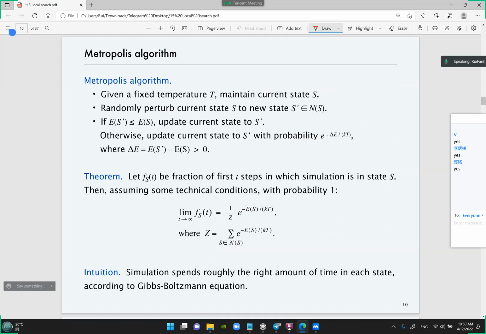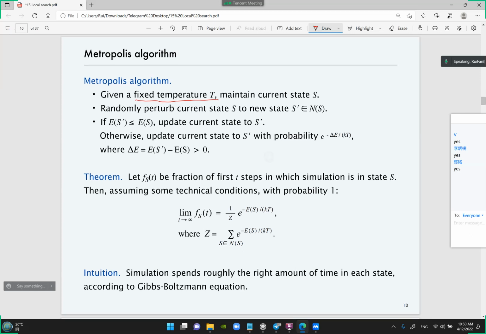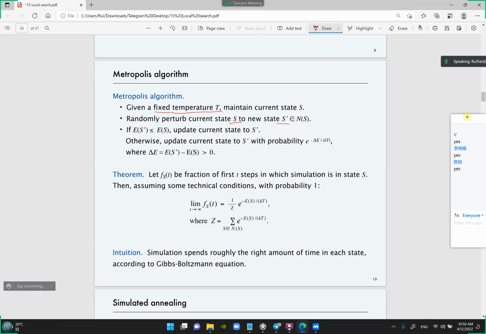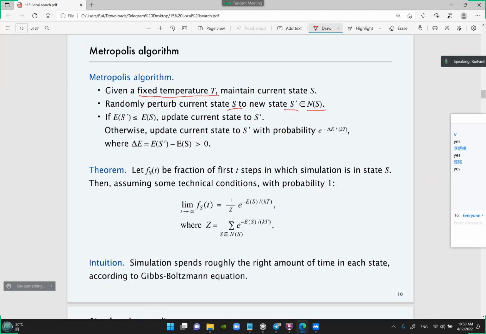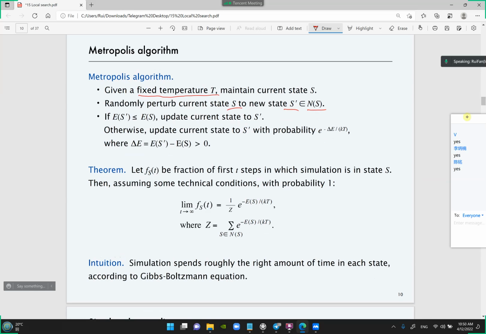Right, and now the Metropolis algorithm works like this. First of all, we fix some temperature, T. Then we run some sort of modified gradient descent. Suppose you're currently in the state S. Just like in gradient descent, you consider any neighbor S prime of S, where N(S) means the neighbors of S, and you randomly select one of these neighbors.